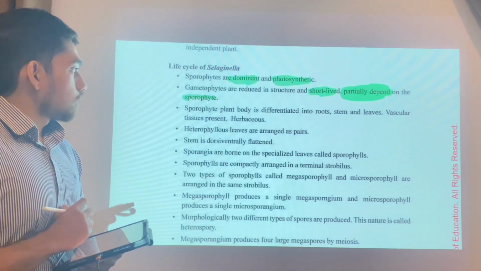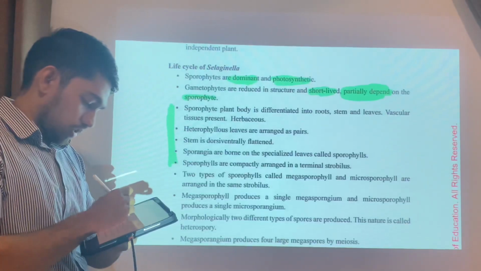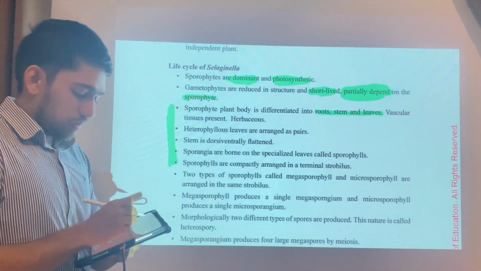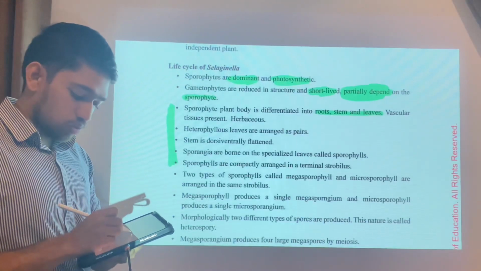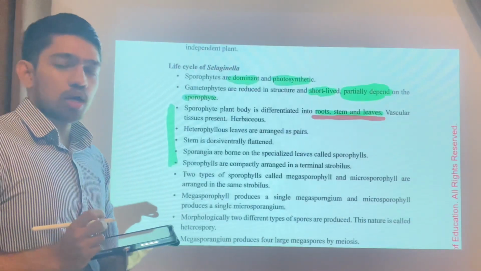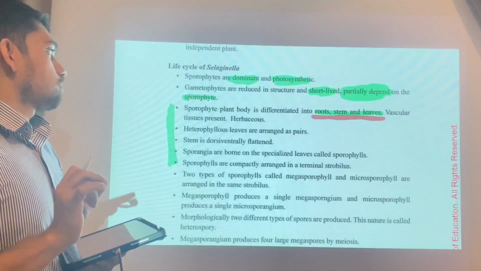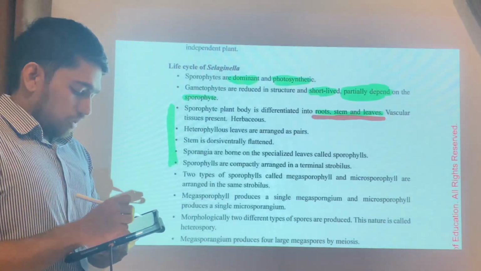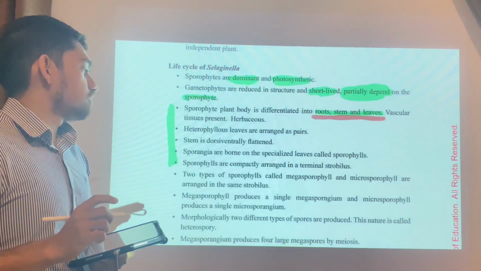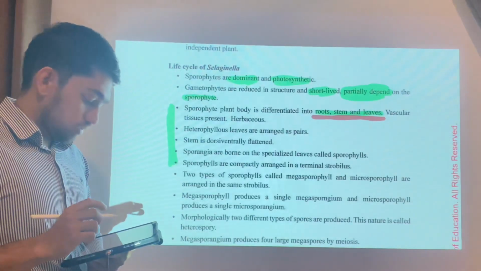Okay. Now there's a description about the sporophyte external appearance. It has roots, stems, and leaves. Now, keep in mind that these roots, stems and leaves are not in inverted commas, right? Because these are now vascular plants, they are considered as proper roots, stems and leaves, right? Vascular tissues are present because these are vascular plants, herbaceous. Heterophyllous leaves are arranged as pairs, right? I will tell you what are heterophyllous leaves.